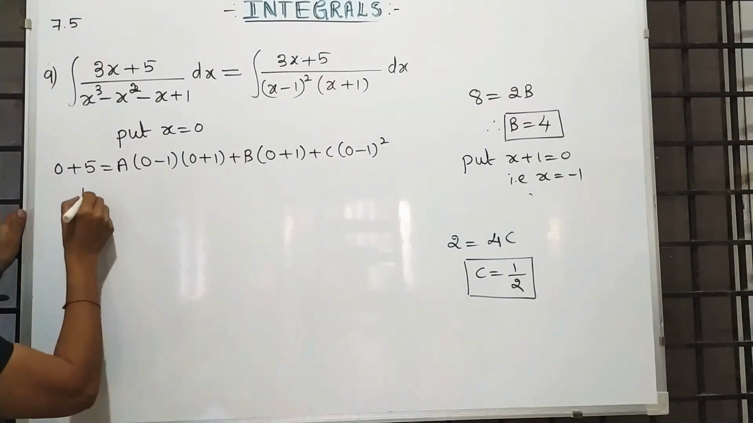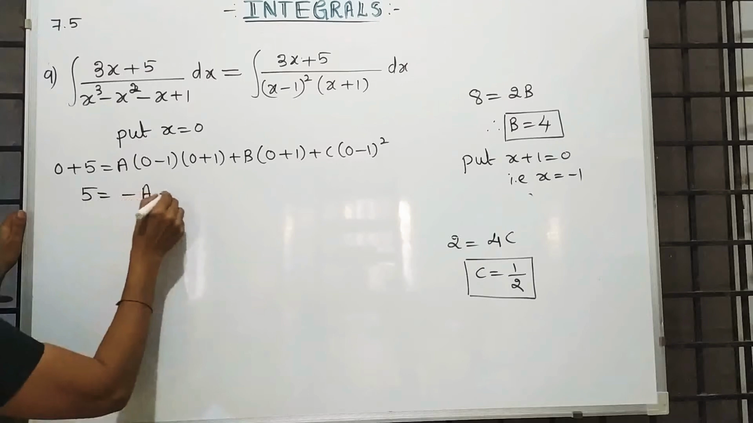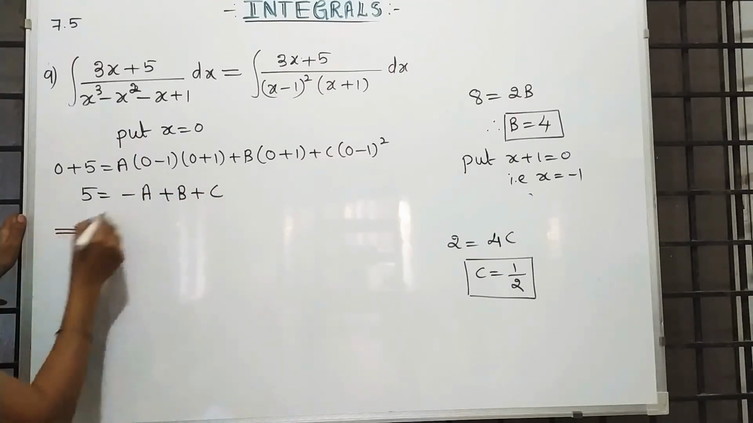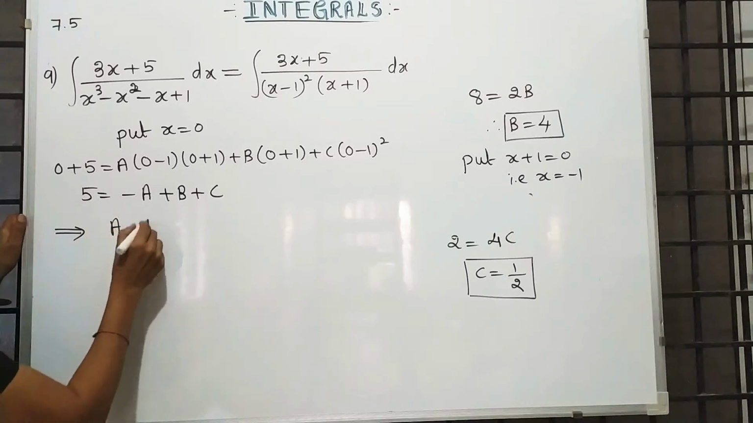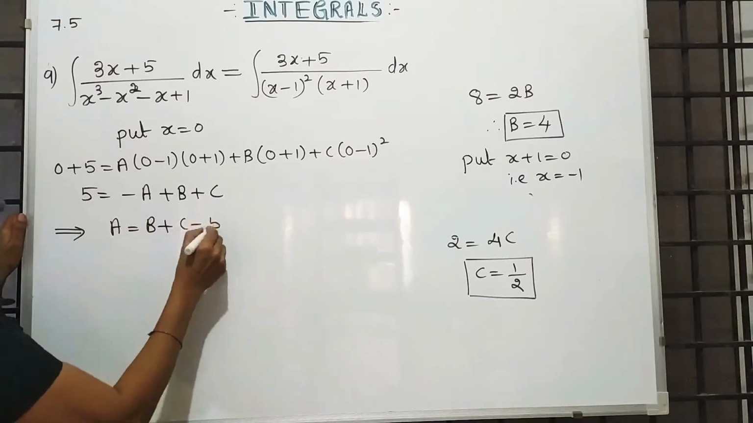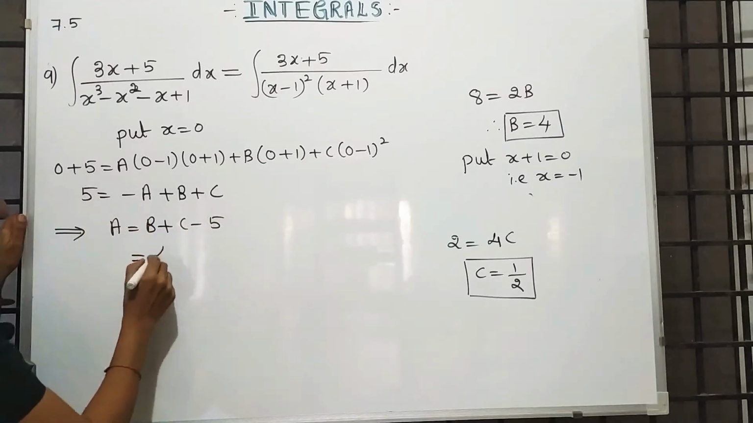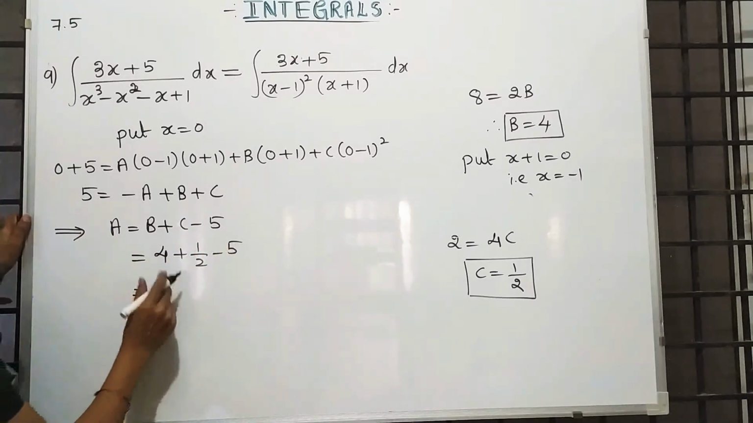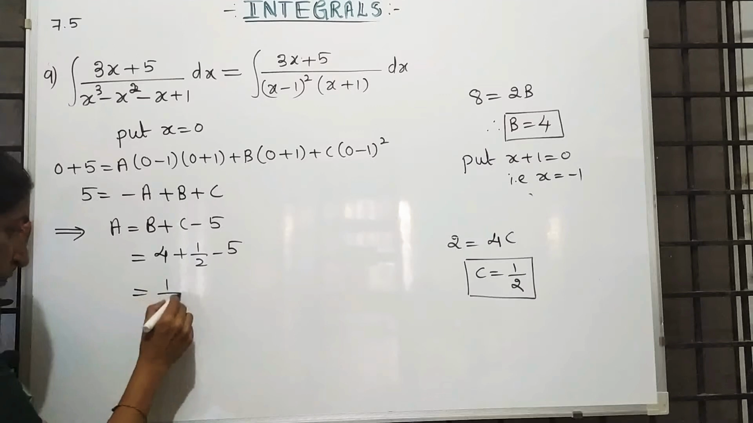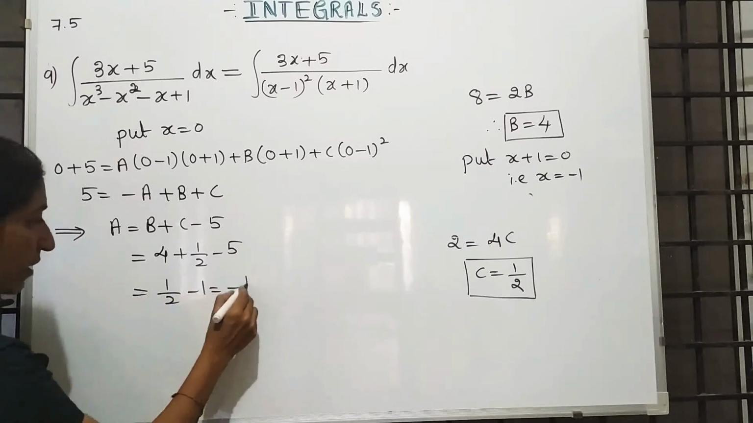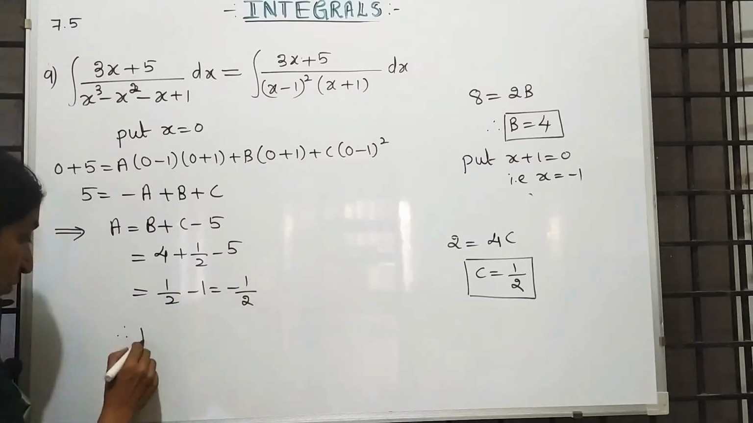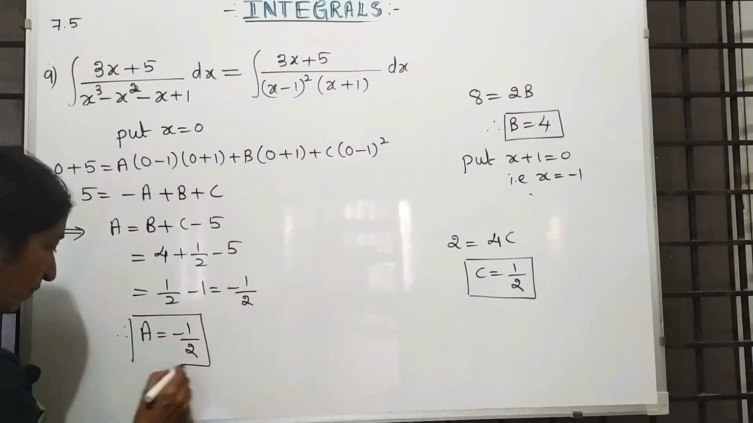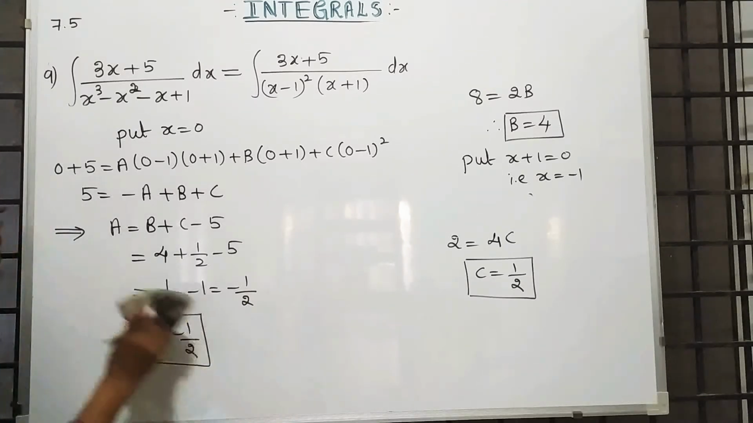So 5 is equal to minus a plus b plus c. We required a. Take minus a to this side: a is equal to b plus c minus 5. The b value is 4, c is 1 by 2, minus 5. 4 minus 5 is minus 1, and 1 by 2 minus 1 is minus 1 by 2. So a is equal to minus 1 by 2. Now write down these values in equation 1.